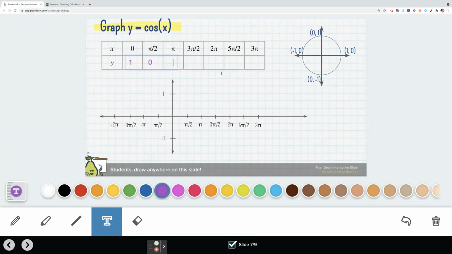The cosine of pi is -1. And what about the cosine of 3 pi over 2? That would be 0. And I'm just going in pi over 2 increments around. So the cosine of 2 pi would be 1. The cosine of 5 pi over 2 would be 0. The cosine of 3 pi is -1.